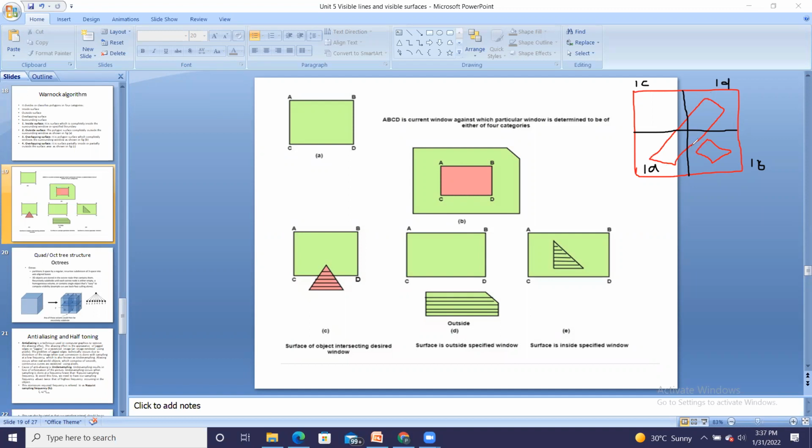So now consider this second object. The second object is partially inside 1A, partially in 1B, partially in 1C, and partially in 1D. So we are calling it partially present. It is also called intersecting, because some portion of it is present in 1A, some portion in 1B, some portion in 1C, and some portion in 1D. So there are a total of 4 sub windows which intersect the object. This condition is called intersecting.